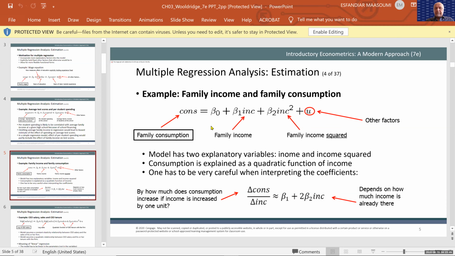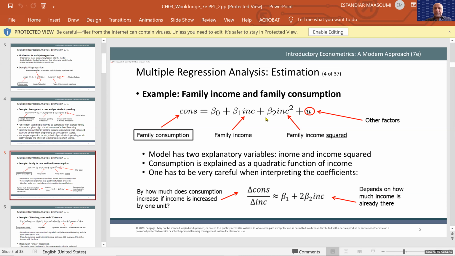Another example of how multiple regression allows us to bring in factors, considerations that were not possible with the bivariate regression is this example. Consumption, family consumption, let's say, is a function of the family income, but it's not linear. So we put in income squared. This makes it a quadratic function, a nonlinear function of income, but it's still linear in betas, right?